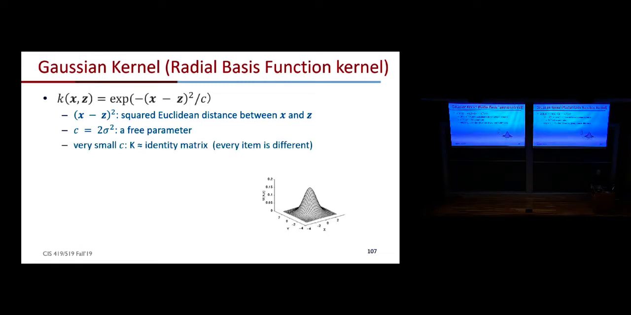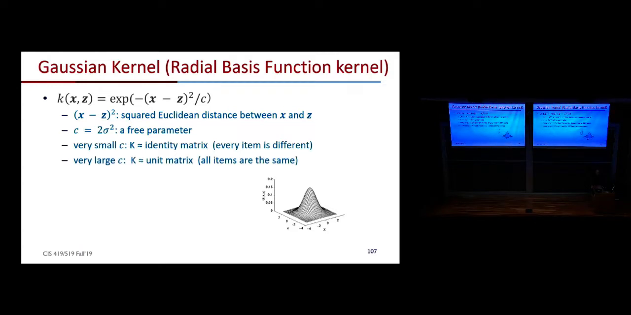And then let's see what happens. If C is tiny, then this matrix actually is going to be 1 on the diagonal, or a fixed number on the diagonal, and 0 outside. So whenever x and z are different, it's going to be close to 0. Whenever x and z are the same, the distance is 0 there, so it's e to the minus 0, which is 1. If C, on the other hand, is very, very large, you will basically get that all the items are the same. It really doesn't matter what happens.